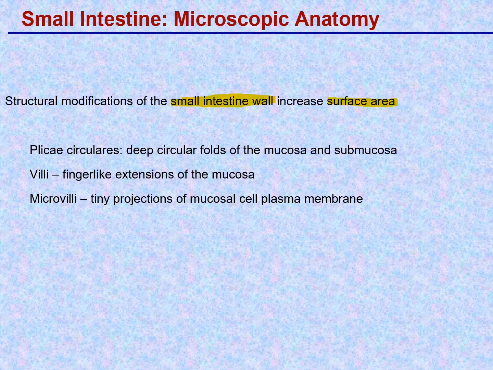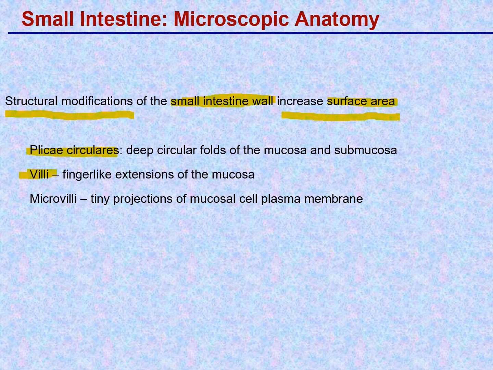And there are many modifications to the small intestine wall in order to increase its ability to absorb. All of those modifications increase the surface area. The larger the surface area, the better the absorption. The modifications include the plicae circularis, which are these large, deep circular folds of the mucosa and submucosa. There are the villi, which I've talked to you about before, which are finger-like extensions coming out of the mucosa.